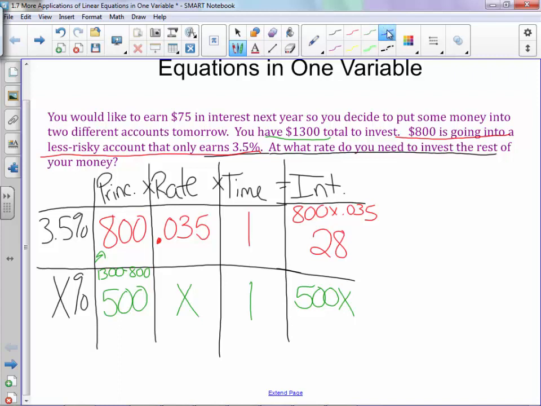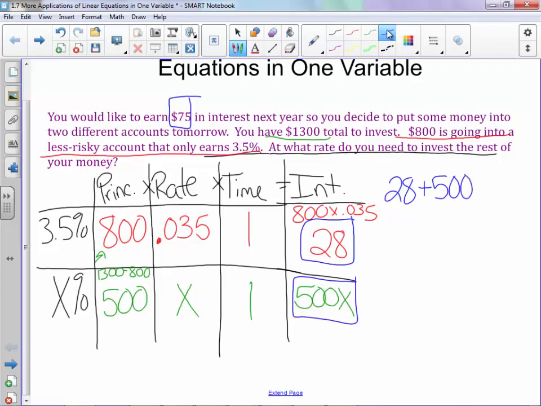Now, this is the interest we earned at one of the rates. This is the interest we earned at the other. This is how much interest we want total. So we're going to have the interest we made in one account plus the interest we made in the other account equals the interest we want total.